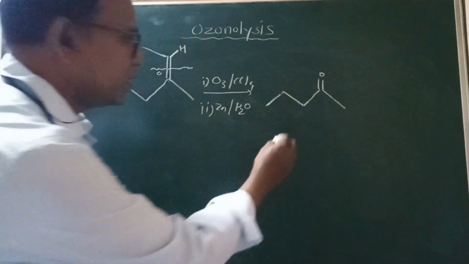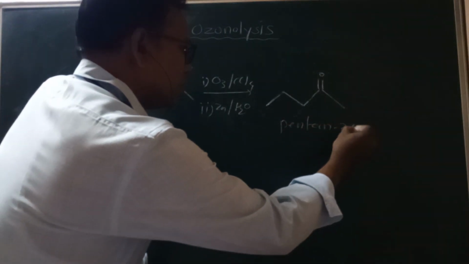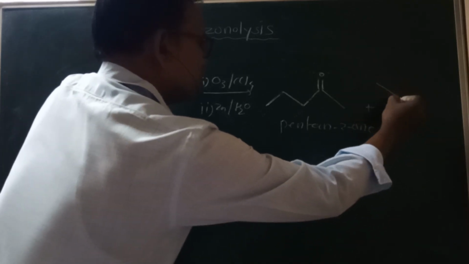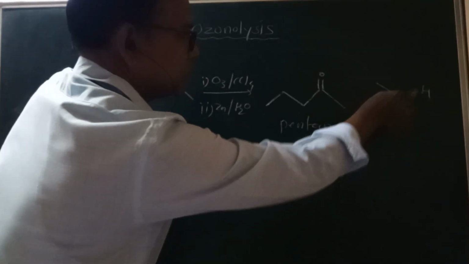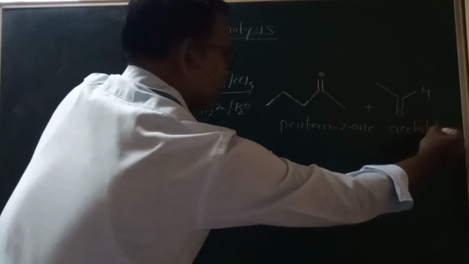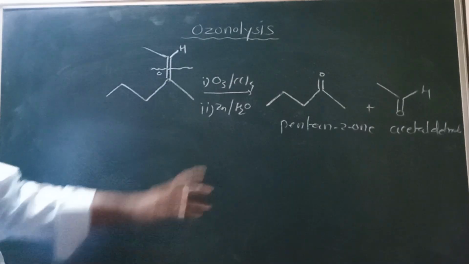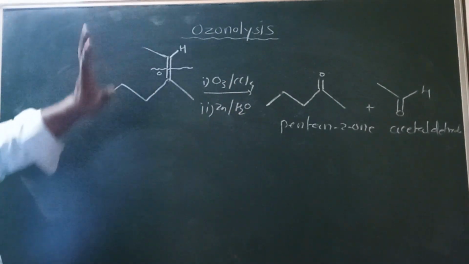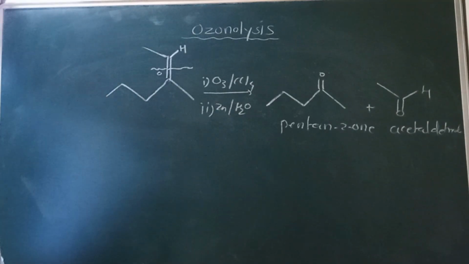Plus we'll get CH3, C double bond O, H. So what is that? That is acetaldehyde. Now why are we getting a mixture of two different carbonyl compounds? Yes, because our alkene is not symmetrical. It's an unsymmetrical alkene. Okay, got it?